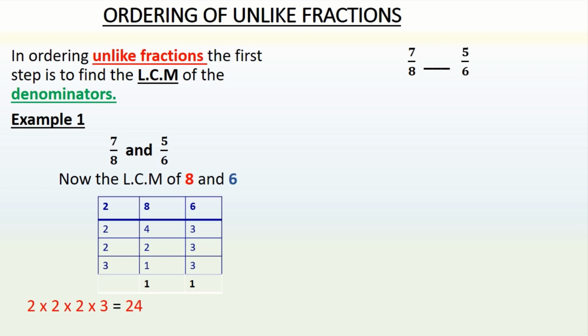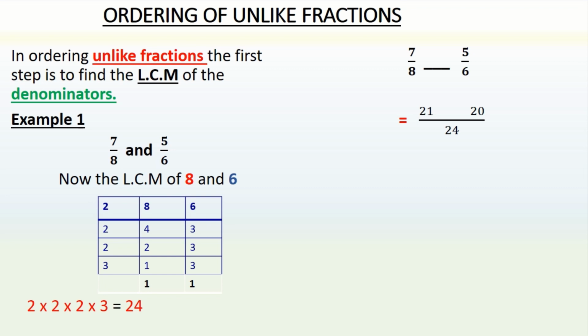So 24 becomes my least common multiple. Since 24 becomes my least common multiple, I will now use that rule to find my descending order and also ascending order. So first, let's find the descending order of 7 over 8 and 5 over 6. So now, we will use our least common multiple to find both ascending and descending order. So my least common multiple here is 24. So now 24 divided by 8 is 3. Then 3 times 7 will give me 21. And 24 divided by 6 will give me 4. 4 times 5 is 20.